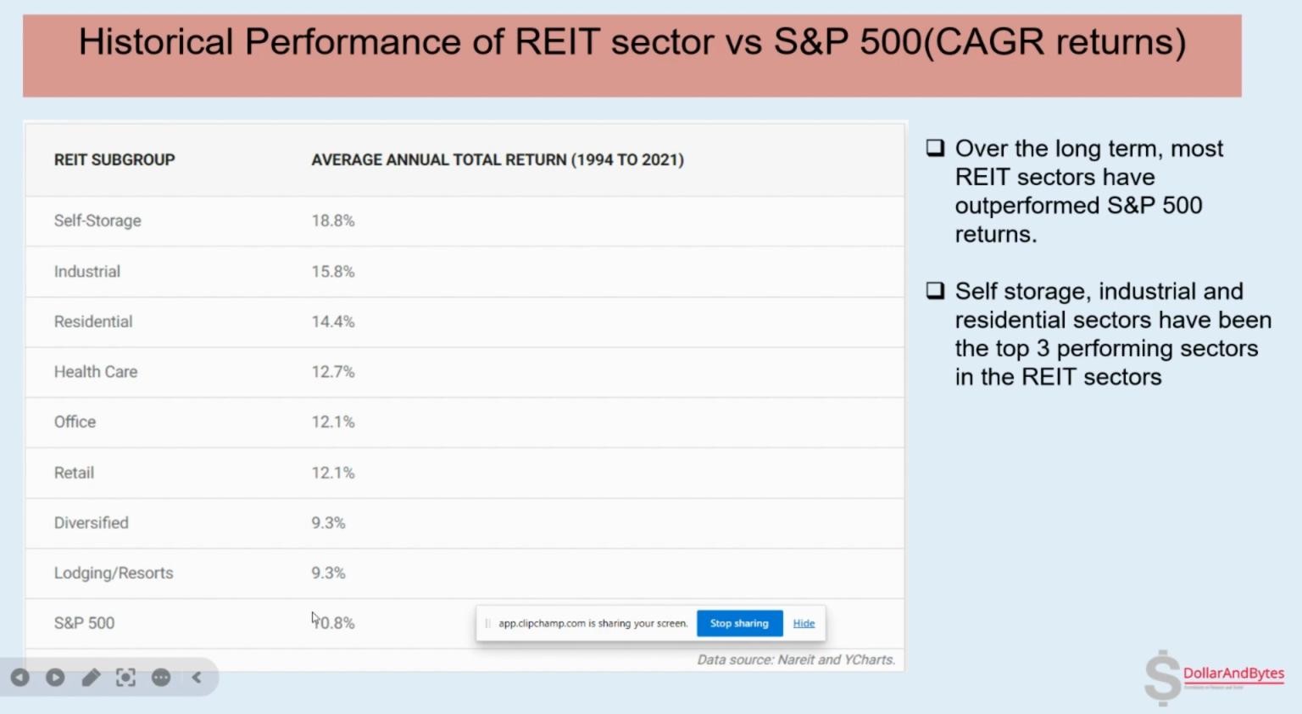So this introduction was to show you the basics of REITs, and also to give you an appreciation of why REITs are such an important asset class, given the fact that historically over the long term REITs have outperformed the S&P 500.